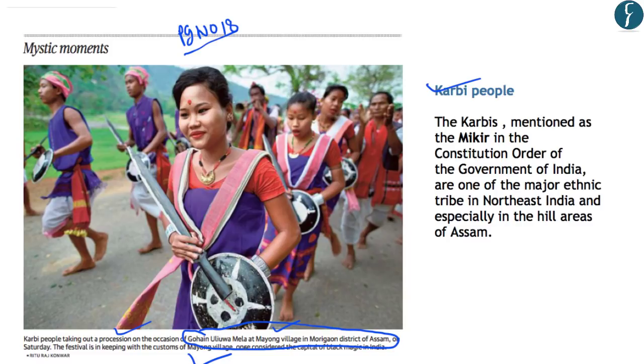So it is important to note that the name of the festival is Gohain Uliuwa Mela. It is celebrated at Mayong village in the Morrigaon district of Assam, and it is celebrated by Karbi people. Regarding Karbis, you should note that these are termed as Mikir in the constitutional order of the Government of India. Mikir is also the name of one of the hills in Assam in northeast India. So these Karbis are one of the major ethnic tribes in northeastern India, and they are found in the hilly areas of Assam. So these two pieces of information can become important from an exam point of view.